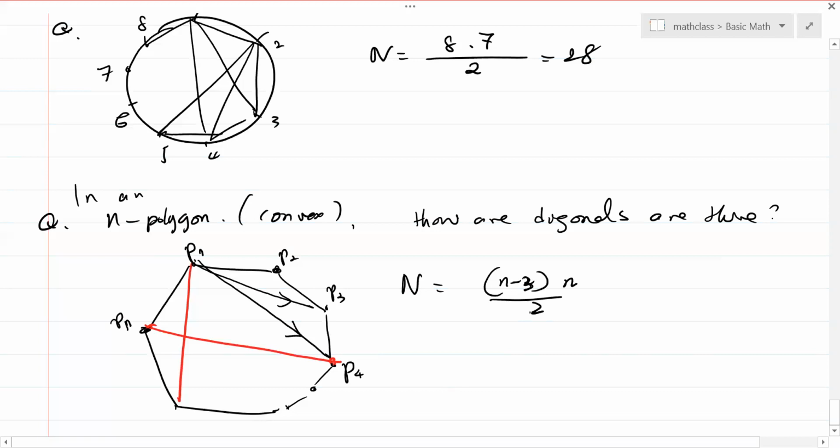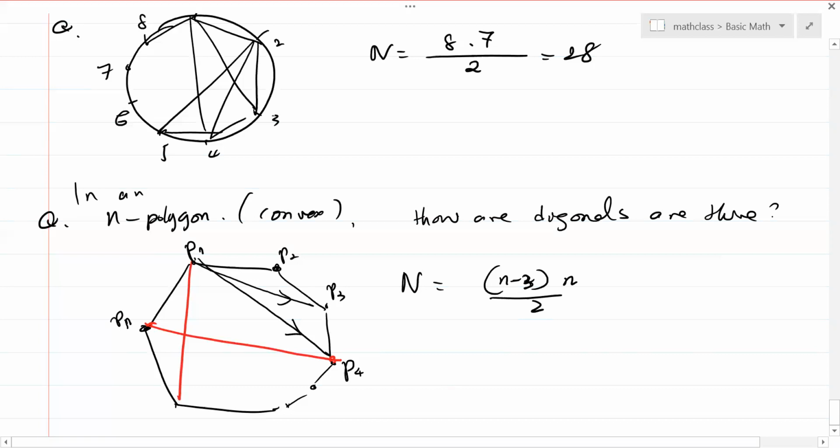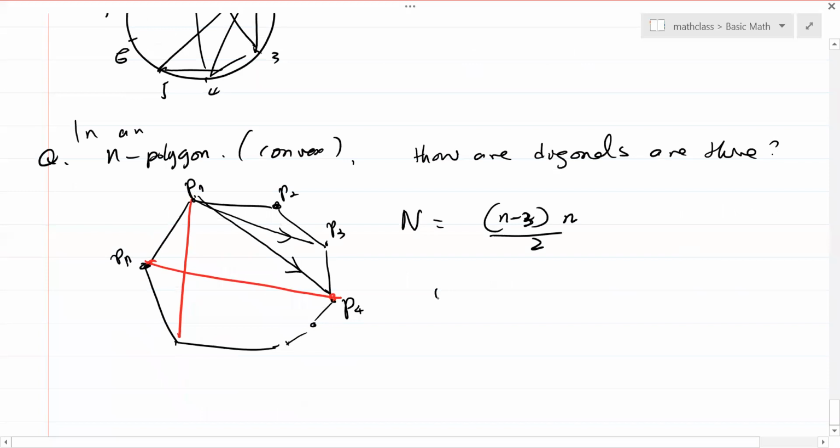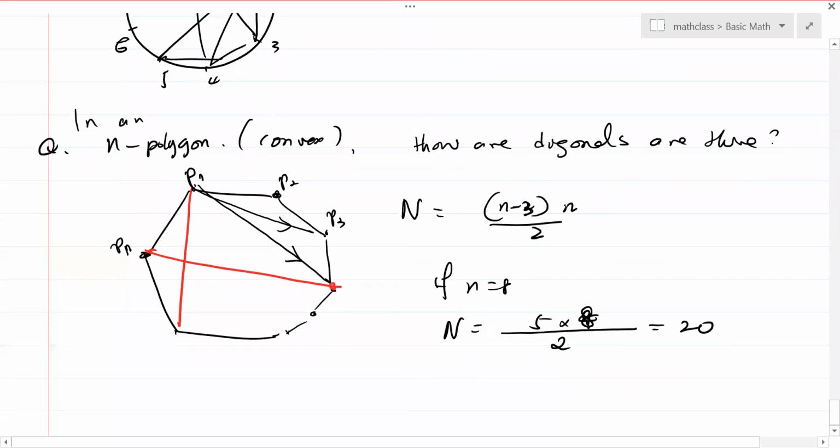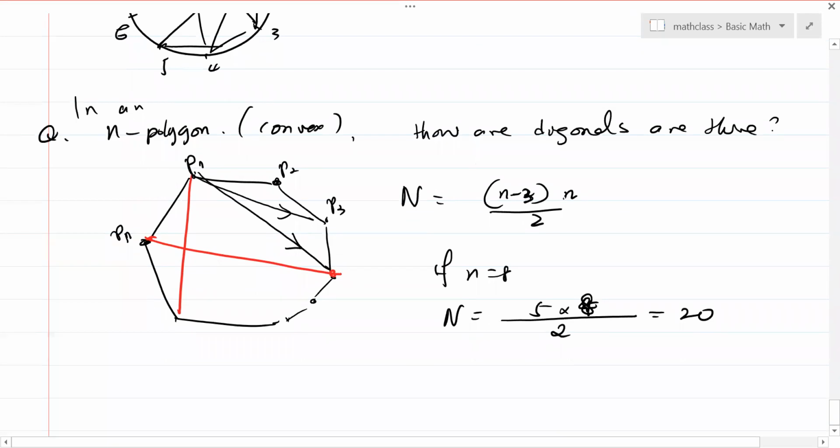So if we have an 8 polygon, if n equals 8, the number of diagonals you're going to get is 5 times 8 divided by 2. So you're going to get 20 diagonals, not 28. Okay, 20 diagonals. So that's how you get 20 diagonals.